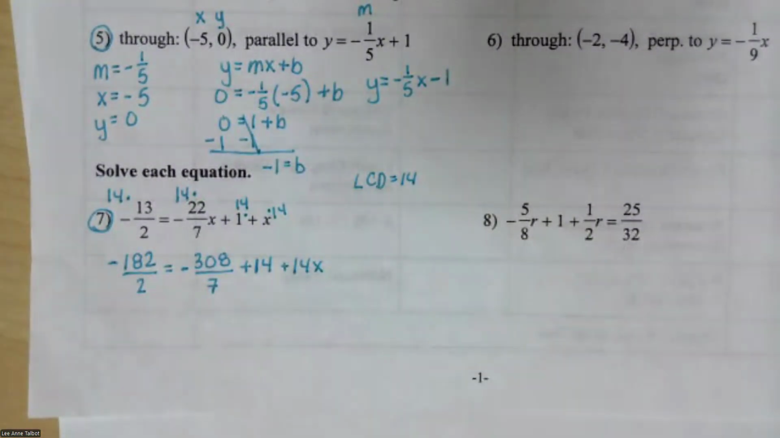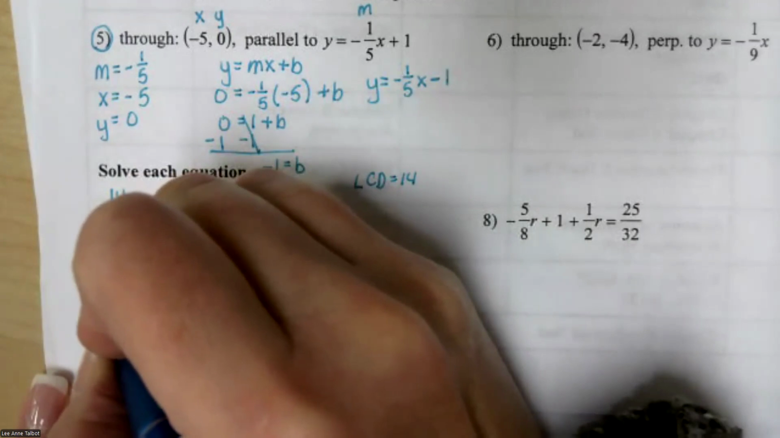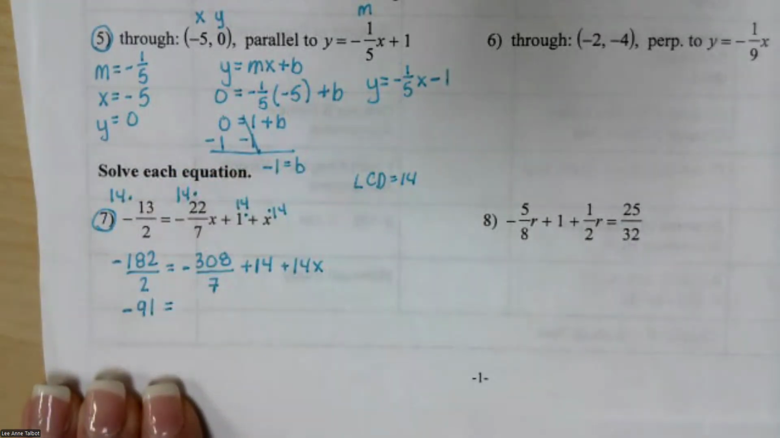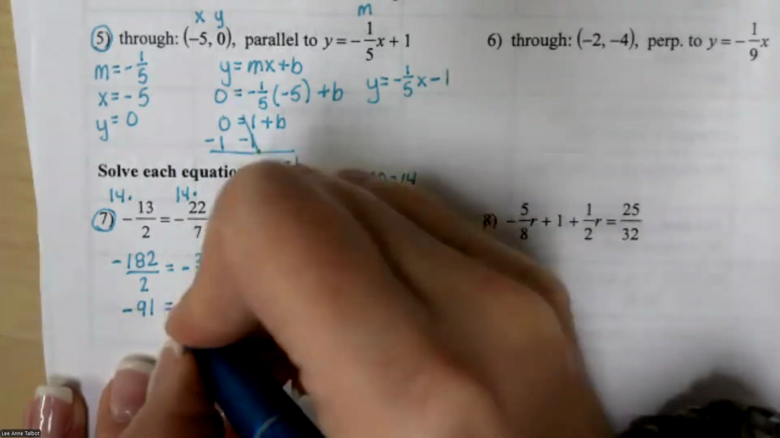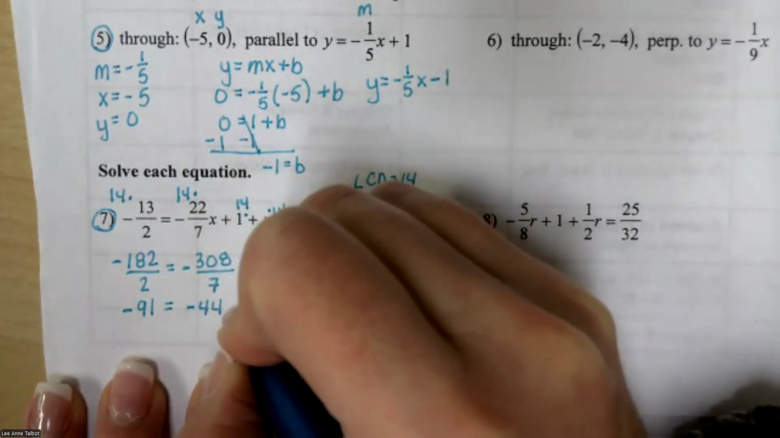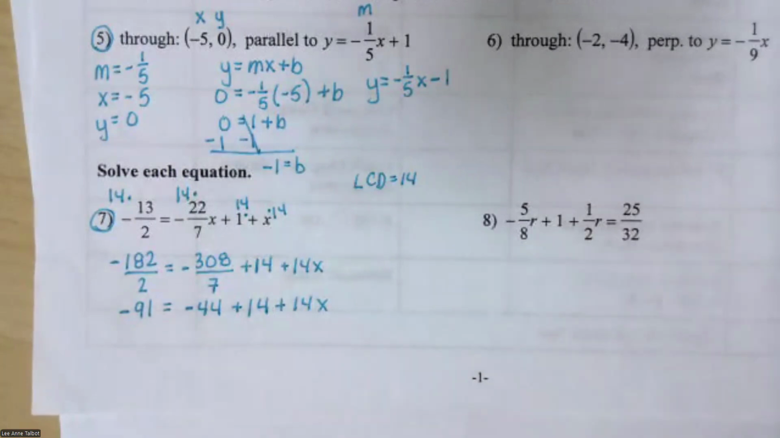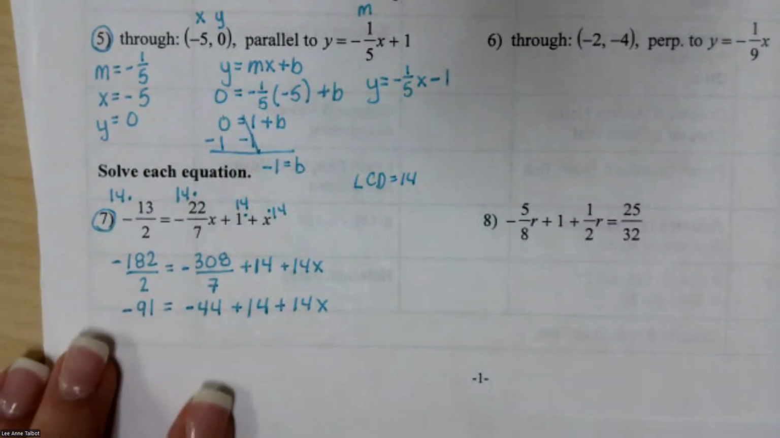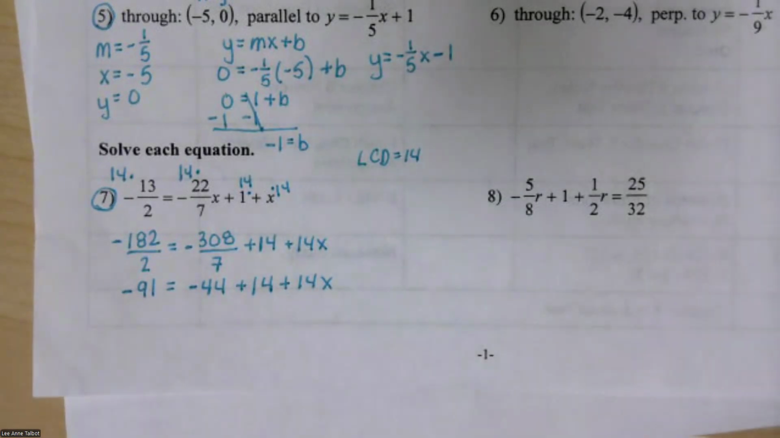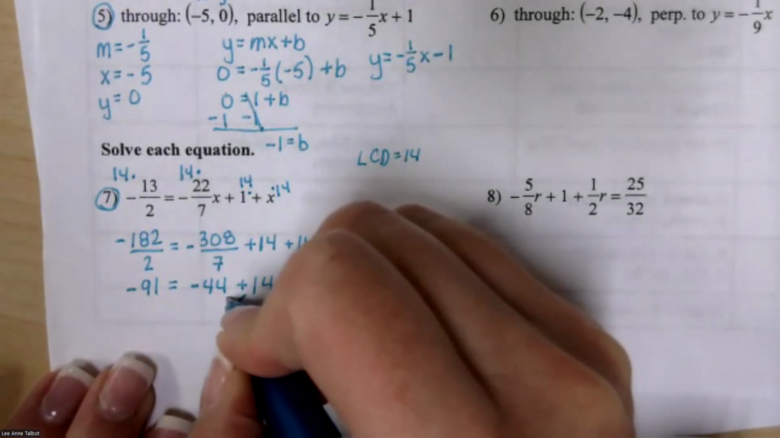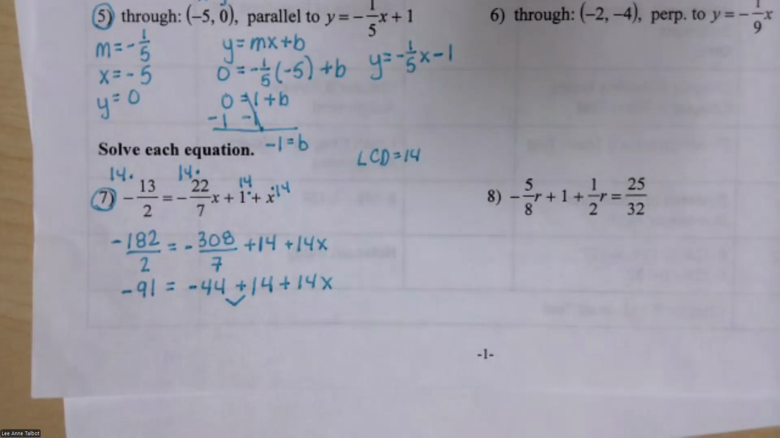Okay, now if we did this problem correctly, these should divide evenly. So negative 182 divided by 2 is negative 91. Right? Is it? Negative 308 divided by 7. Negative 44. Oh, that was my track number in high school. 44, yeah. Okay, now I'm going to combine these two, negative 44 plus 14.